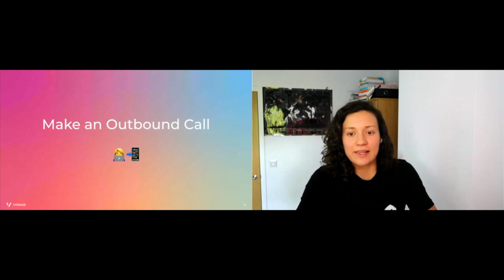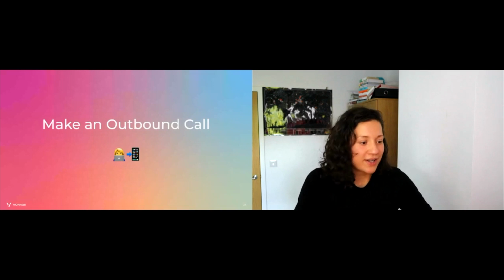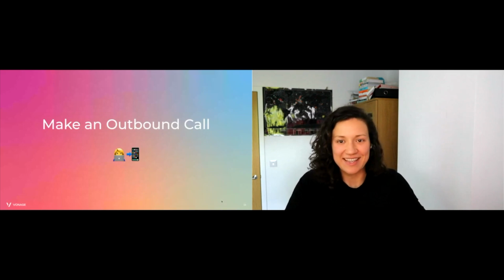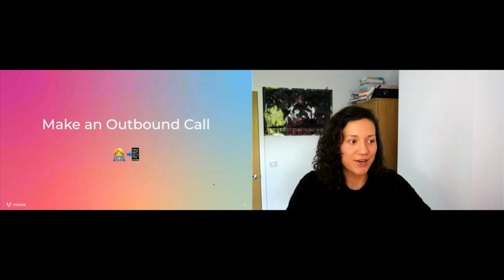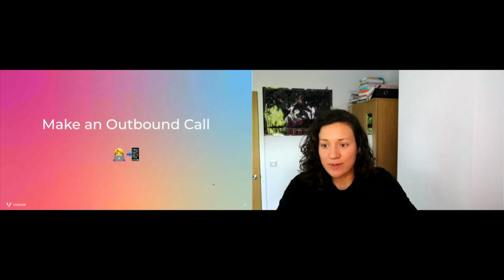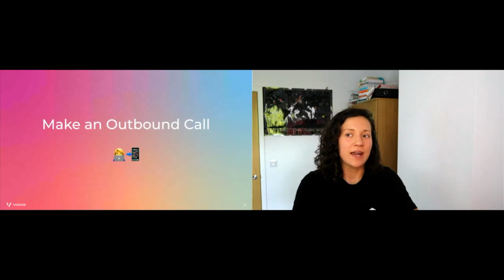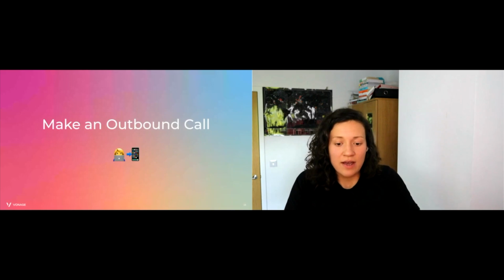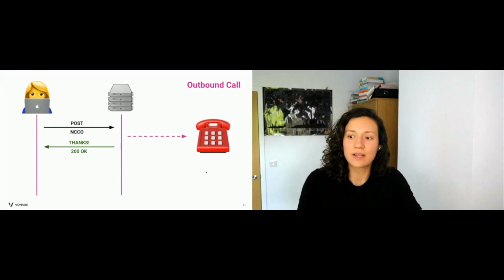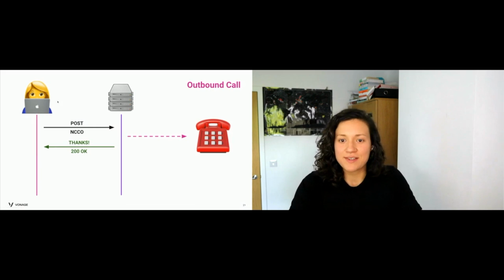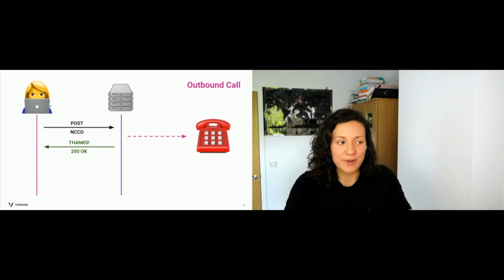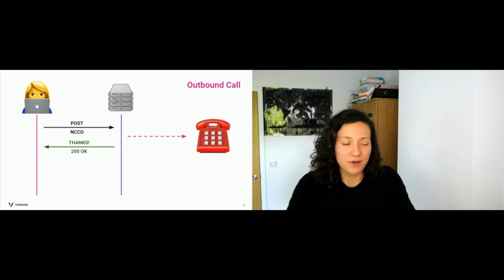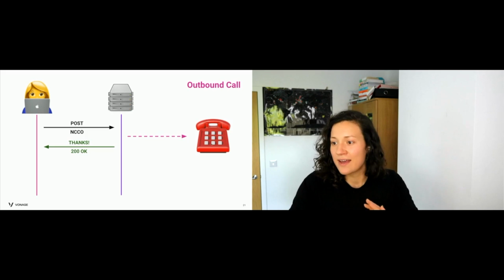So let's quickly jump over and start with the code, because that's why we are here doing a workshop. First, we will make an outbound call, a simplified version of it. So we will make a phone ring with code. For future reference, this coding person is going to be me, the code I'm writing. The server is going to be Vonage, and the phone is going to be a physical phone ringing.